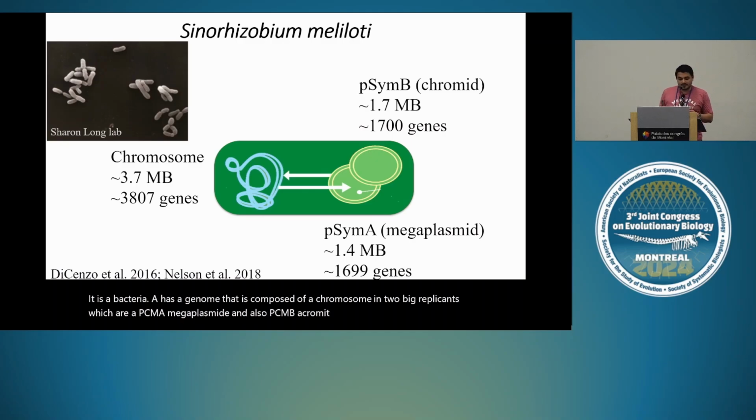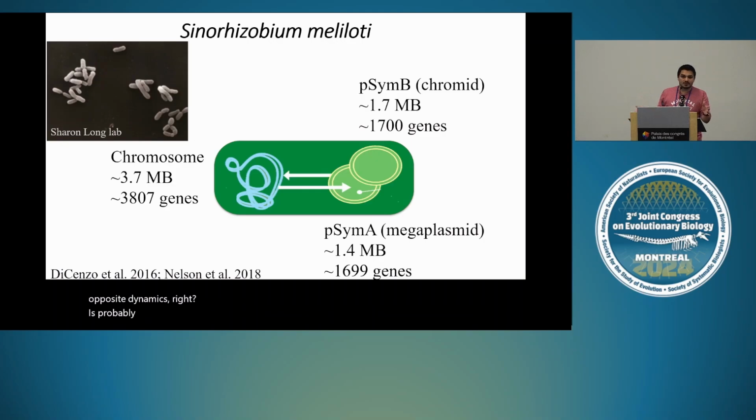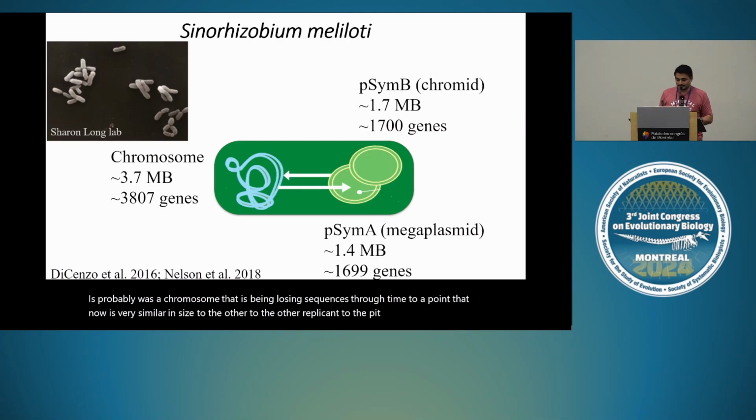And the difference here is basically that a megaplasmid was first of all a plasmid, and then through time it accumulated sequences to a point that it now is very big. And the chromid has sort of the opposite dynamics, right? It probably was a chromosome that has been losing sequences through time, to a point that now it is very similar in size to the other replicon, the megaplasmid.